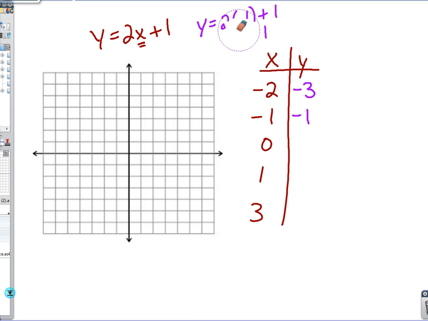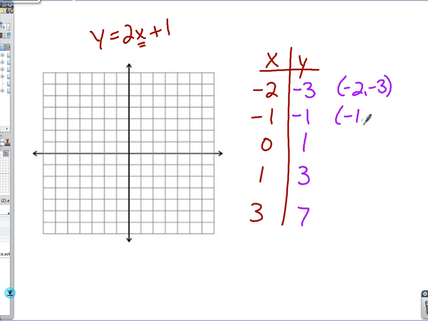Your next x value is 0, so you have 2 times 0 plus 1. 2 times 0 is 0 plus 1, which is 1. Your next x value, and you catch on what I'm doing here. You just keep plugging in those x values, and I'll finish filling your table out here. When you plug in 1, you'll get 3. When you plug in 3, you'll get 7. These are ordered pair points: -2, -3, -1, -1, 0, 1, 1, 3, and 3, 7.